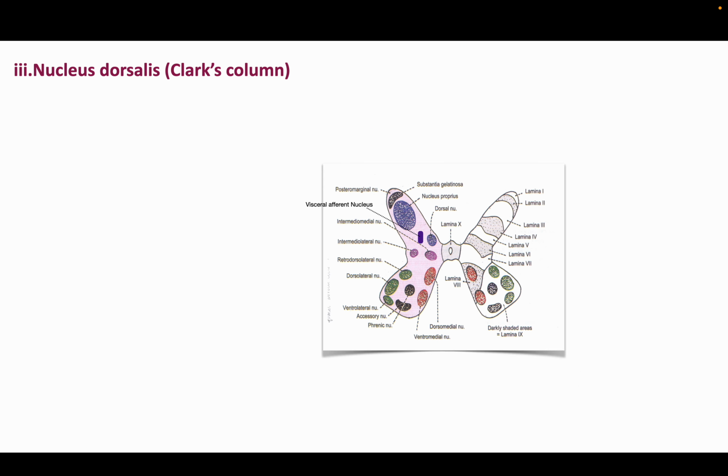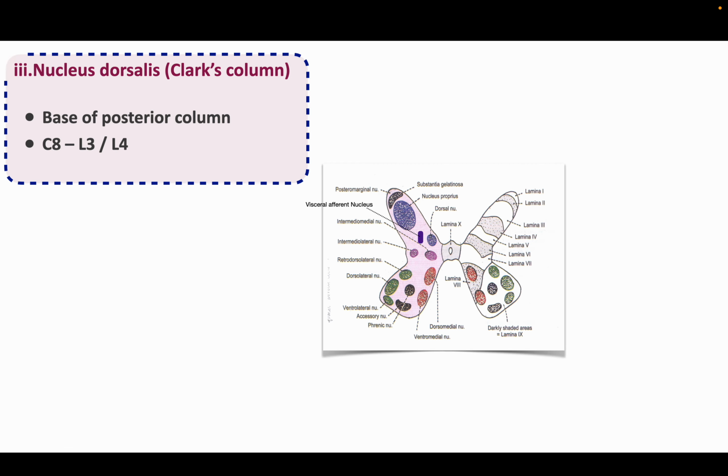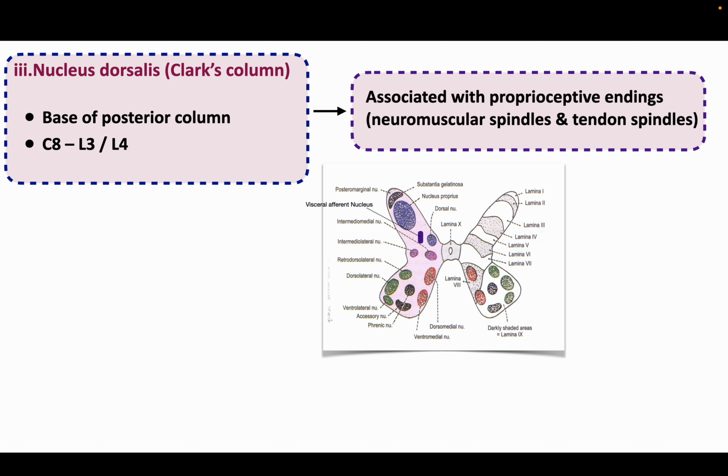Then the dorsal nucleus of Clark, nucleus dorsalis or Clark's column: what is it? It is seen only in the region of the spinal cord extending from C8 to L3 or L4. It is present at the base of the posterior column, you can see it here. So what is the function of this? It is associated with proprioceptive information coming through neuromuscular spindles or tendon spindles.